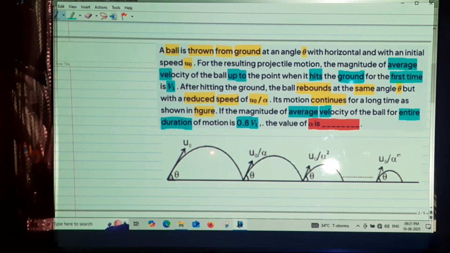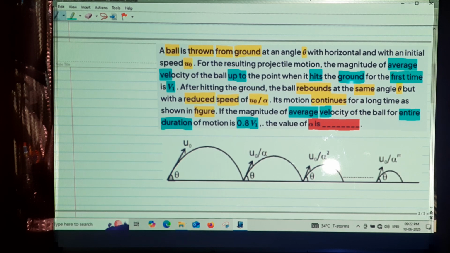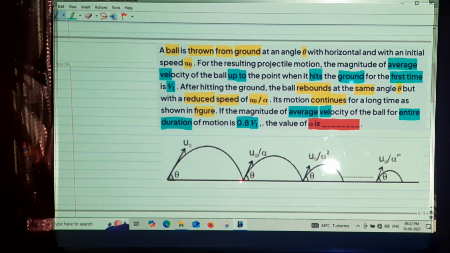The projectile starts from here, hits the ground and rebounds. So while rebounding, the velocity is reduced after rebound by a factor alpha. So obviously since the velocity is reduced, it will reach a lesser height and a lesser range. So it keeps continuing. Each time it rebounds, the velocity drops by a factor 1 by alpha. So you have to find the average velocity between this point and the last point. And they have given that the average velocity between this point is v1. It's not a difficult question. You can pause and try this question.